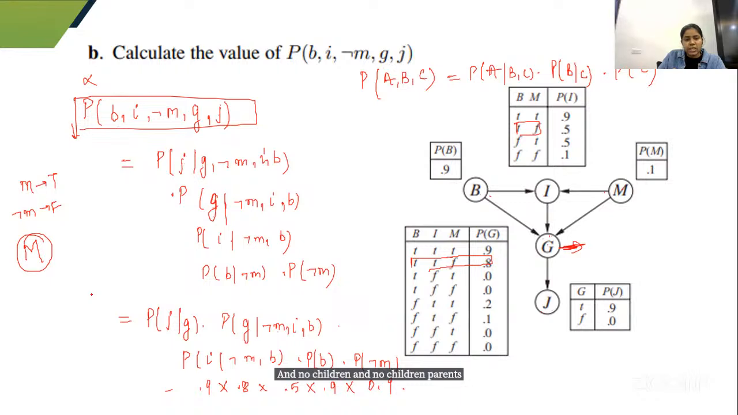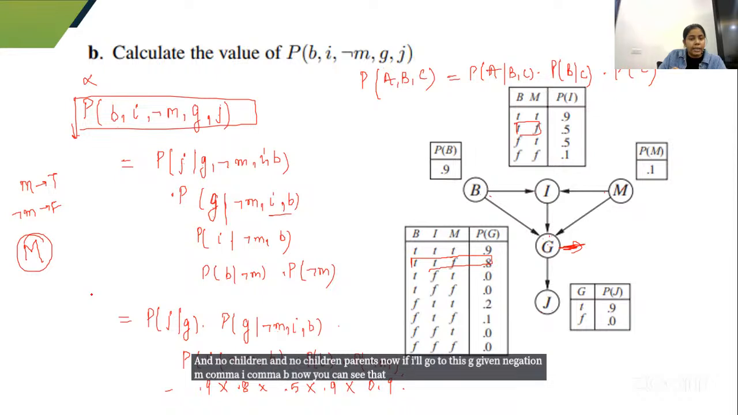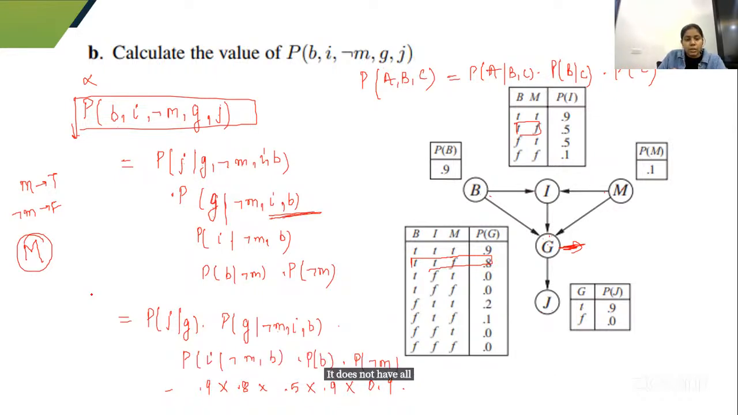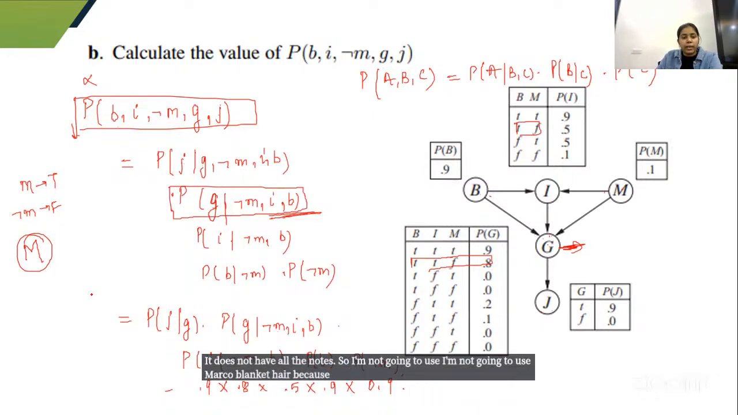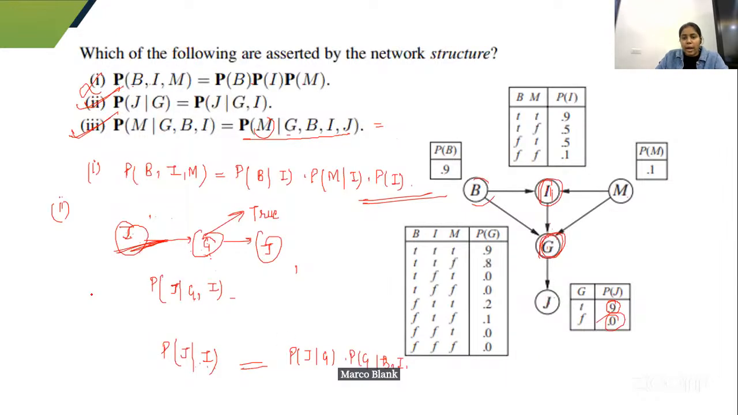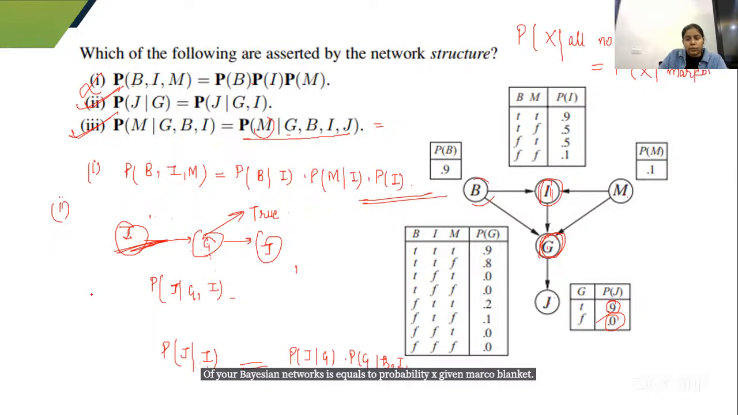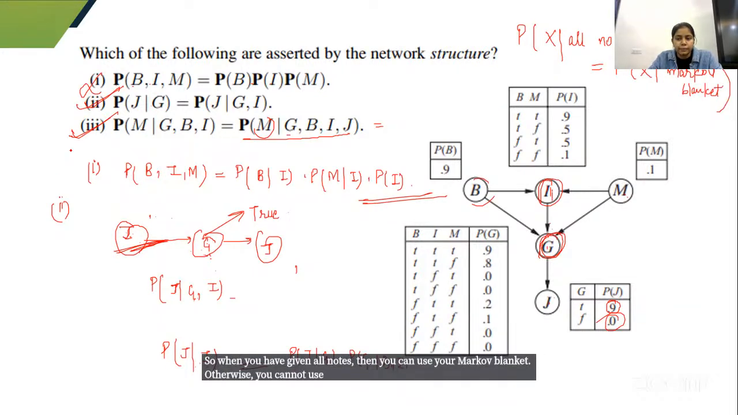Now if I go to this G given negation M, comma I, comma B, you can see that it does not have all the nodes, right? It does not have all the nodes. So I'm not going to use Markov blanket here, because where do we use Markov blanket? Markov blanket says that probability of X given all nodes of your Bayesian network is equal to probability of X given its Markov blanket. So when you are given all nodes, then you can use your Markov blanket. Otherwise, you cannot use Markov blanket.